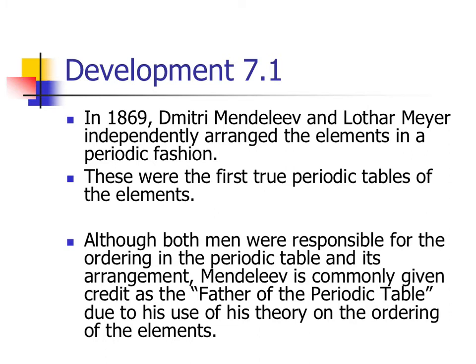Now, a little bit later, not so long after Newlands, we have Dmitri Mendeleev and Lothar Meyer that independently arranged the elements. And the independently part is an important thing, is that they weren't able to collaborate. Lothar Meyer, a German chemist, Dmitri Mendeleev, a Russian chemist, they didn't have the same ability to network that we have now. And they were able to construct what is viewed as the first true periodic tables.